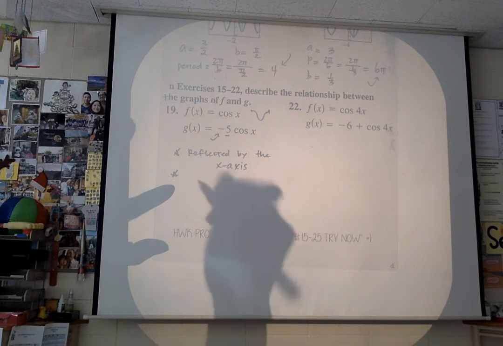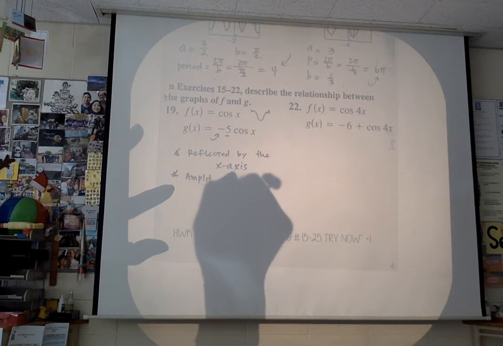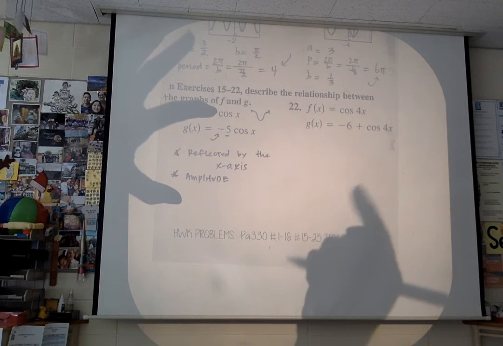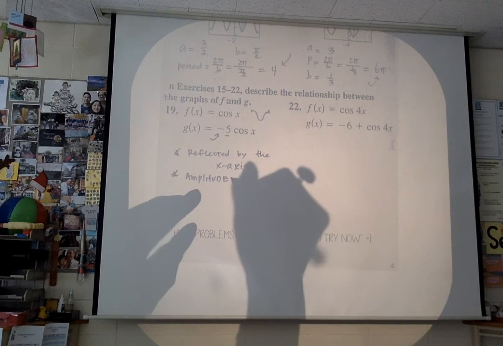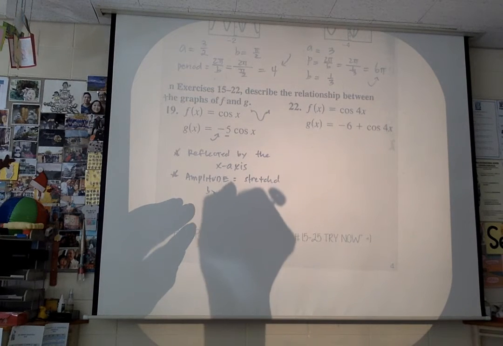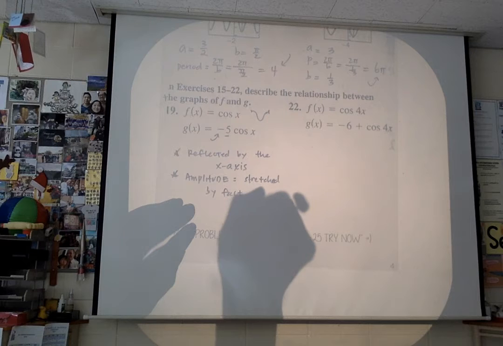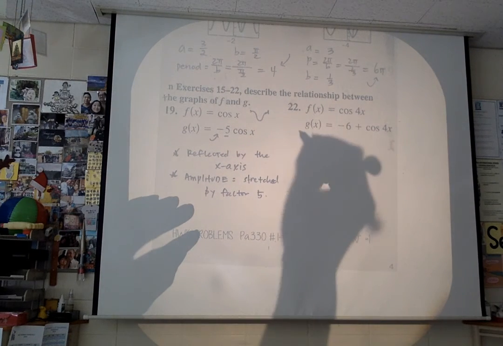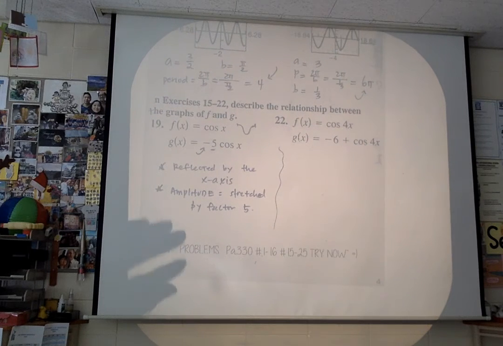Now, how about here? The amplitude has changed, right? Amplitude, it used to be a 1, but now from the midline, it's going to add to 5. So it's amplitude, right? Stretch, I'm going to write stretch by factor of what? Factor of 5. We need to describe. Let's go from here to here. You try this one now.